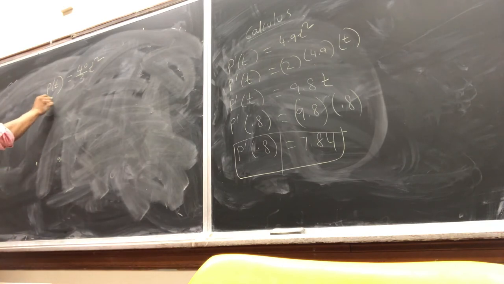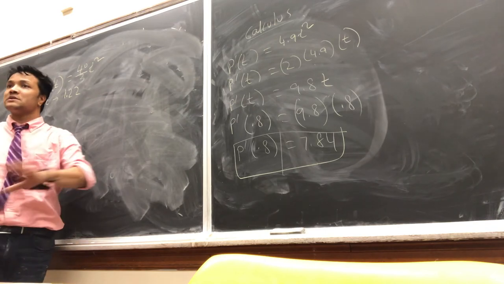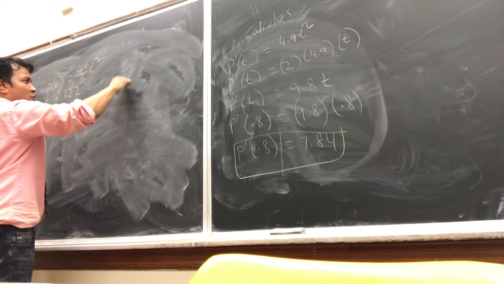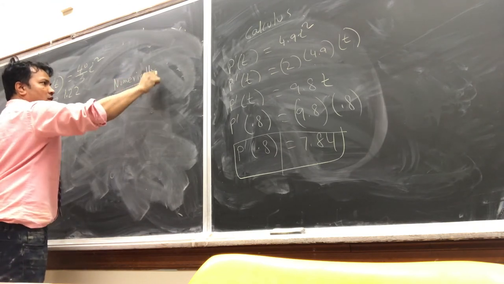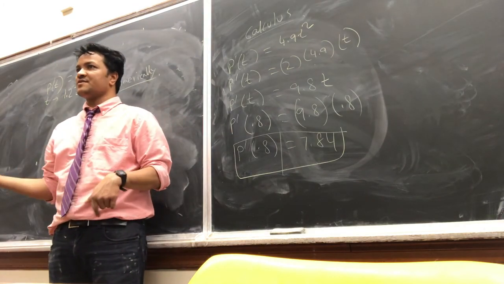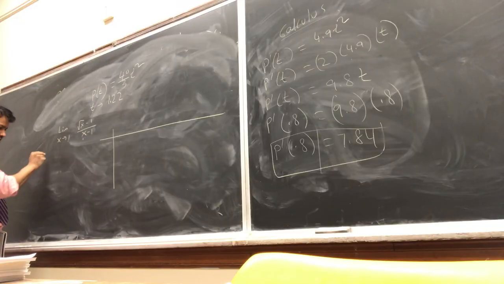Find the limit as t approaches 1.22. You cannot use the definition of limit, and you cannot use the power rule. You have to do it numerically. Numerically, basically the kind of technique we used like 2 seconds ago.